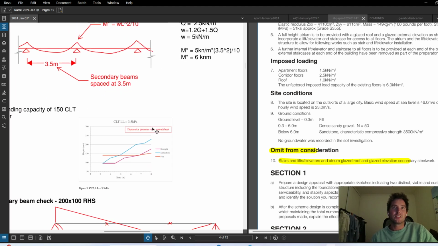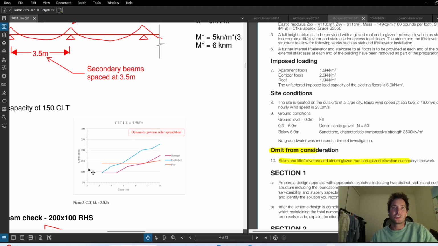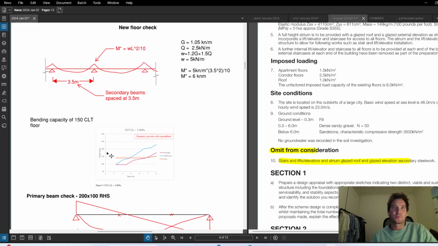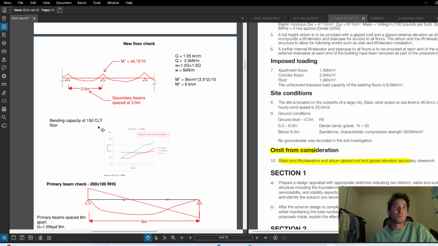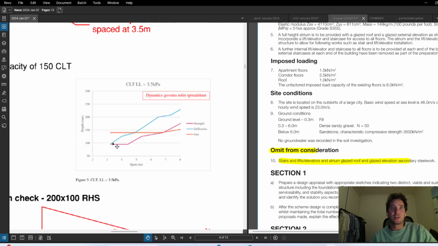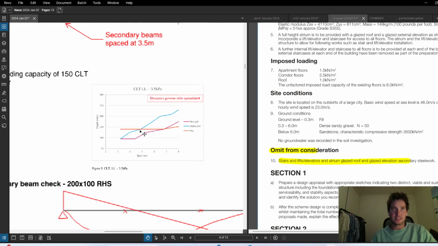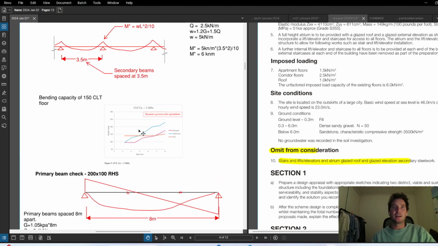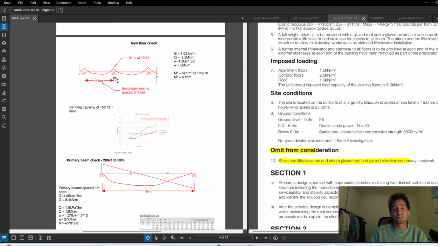But in the meantime, I literally just plan on showing span to depth, which is suitable for my 150 CLT. Here I'm using 150, we're spanning 3.5 meters, so my span to depth ratio is suitable for the CLT.